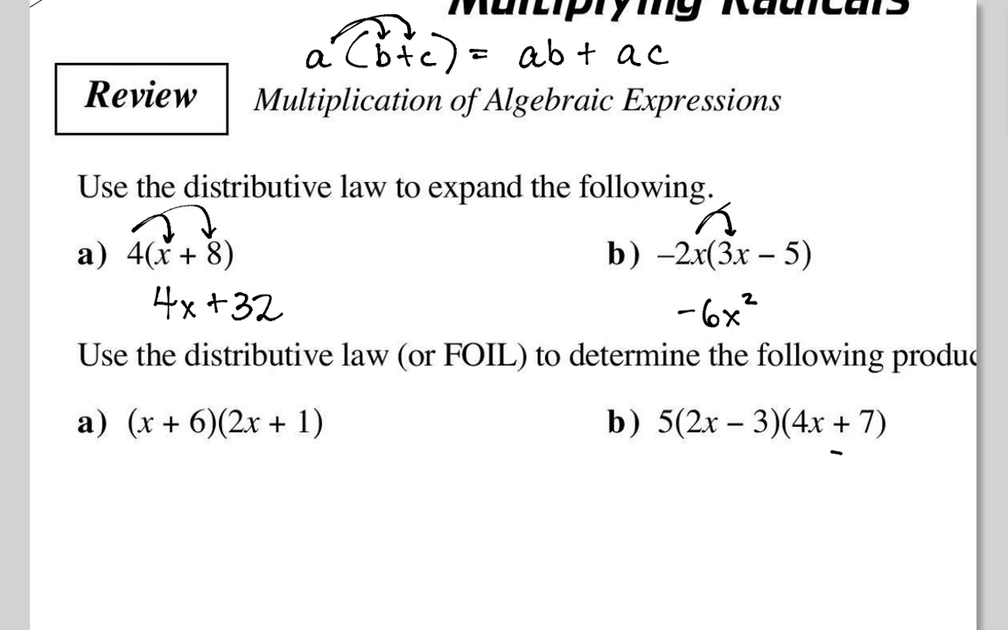And then one more, negative 2x is going to scale a negative 5, so those double negatives will make a positive 10x. How you guys feel about that? Pretty good? Okay. So that is a monomial times a binomial.